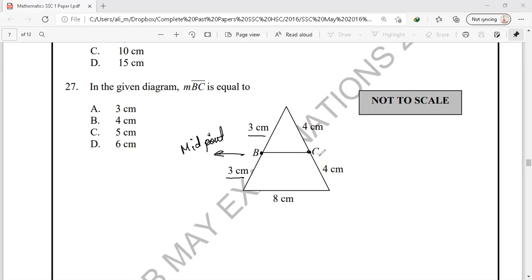Similarly, we can see point C divides this line into two equal parts. We have 4 centimeter and 4 centimeter. It means this point C is also the midpoint of this side. So the theorem of our triangle states that if we join the two midpoints of the sides of a triangle, it is equal to half of the third side. So the third side we have is 8 centimeter. So this would be equal to half of that, that is 4 centimeter. So the correct answer we have is option B, 4 centimeters.